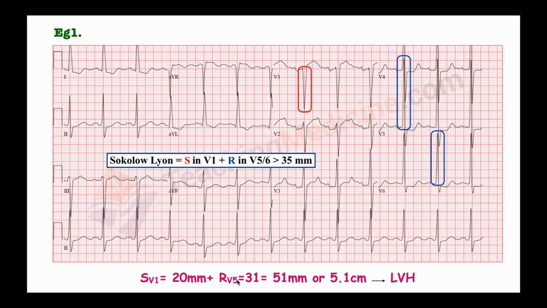So R in V5 is giving us what? We come here, then we count 5, 10, 15, 20, 25, 30, and you can say 31. So when we add 31 plus 25, what are we getting? We are getting 56. So this is more than 35 millimeters, and so we say left ventricular hypertrophy is present.